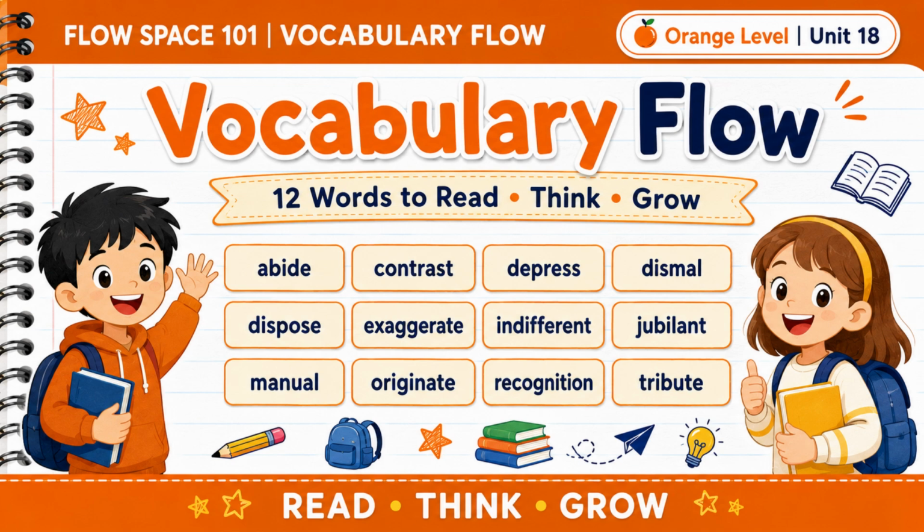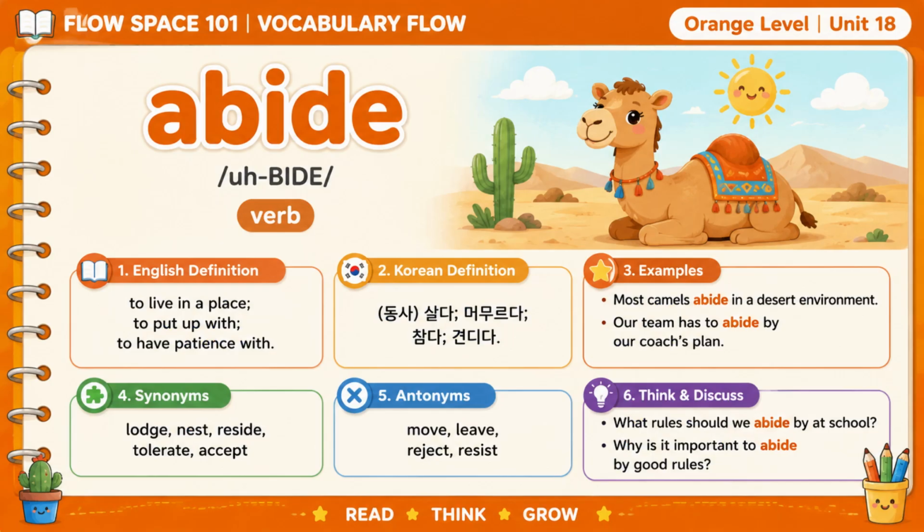Let's get started. Our first word is abide. Say it with me, abide. Abide is a verb. It can mean to live in a place. It can also mean to put up with something or to follow a rule or plan. For example, most camels abide in a desert environment. Another example is, our team has to abide by our coach's plan.